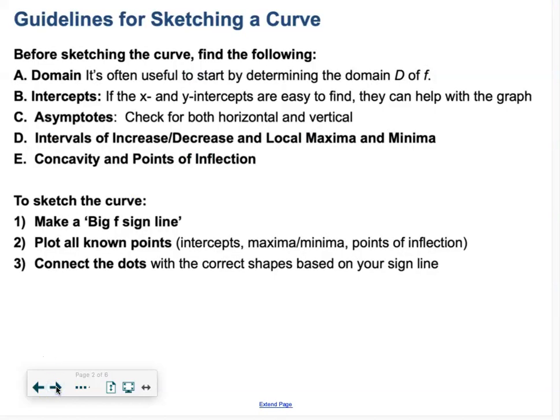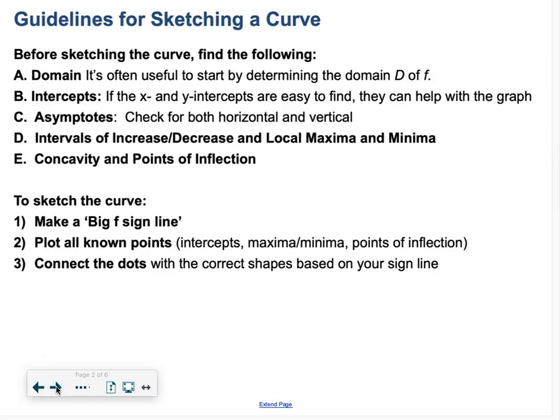Curve sketching really is just using everything that we've learned in this unit, putting it together to sketch a curve. When you have to sketch an accurate curve, there are some things that you want to look for. Some things are old pre-calculus things, such as your domain, your x and y intercepts, and your asymptotes, if you have any horizontal or vertical asymptotes. And then we get into the calculus stuff, which is really the most important: your intervals of increasing and decreasing, your local maxes and mins, your intervals of concavity, and your points of inflection.